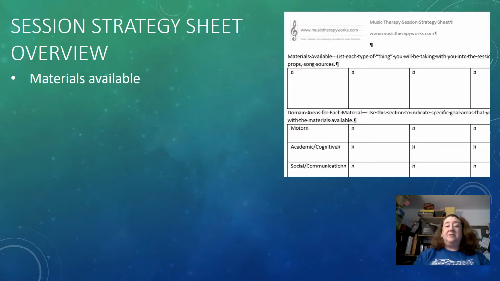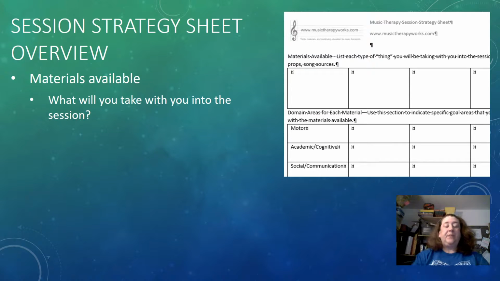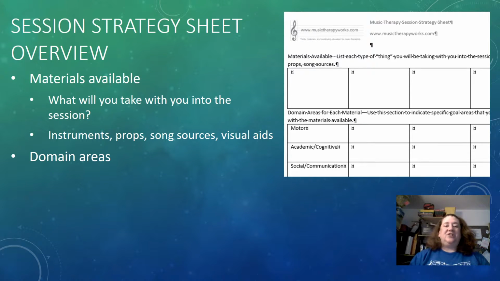So start off with the materials that you have available to you. And this includes instruments, visual aids, music, songbooks, iPods, whatever you have available, put that into the first aspect of the strategy sheet. What will you take with you into the session, etc.